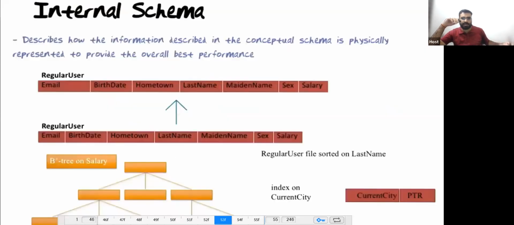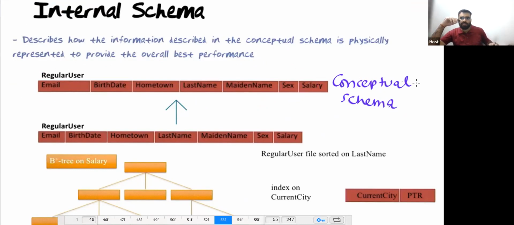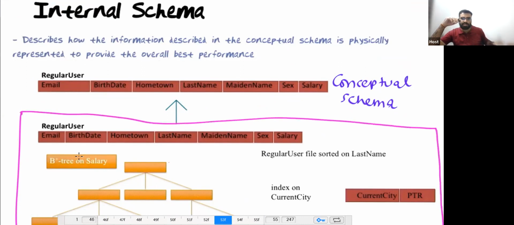For example, this is your conceptual schema, and physically it will be stored. When you store it physically, this is logical, that this is the data. This is your conceptual schema, but when you actually store it, this is your physical schema. Then you will find whether it is in sorted order, and if so, based on which field.